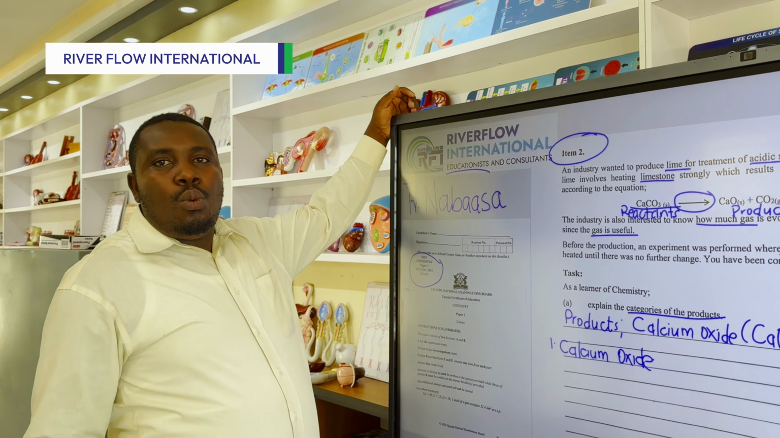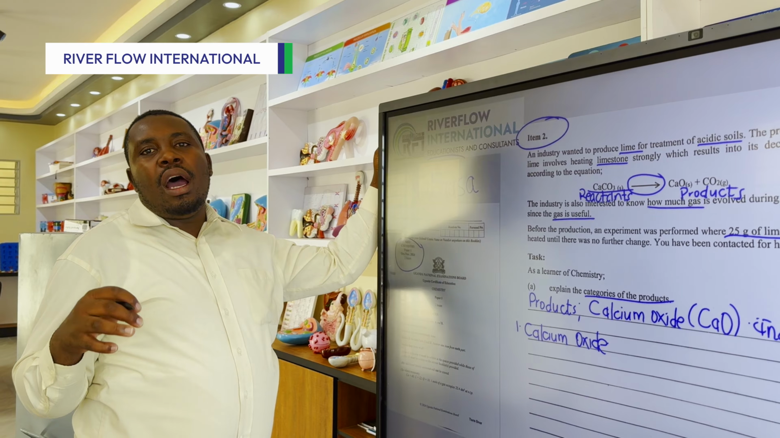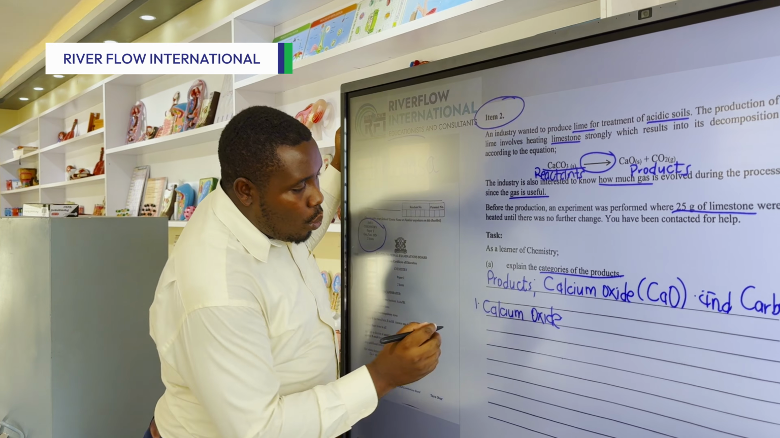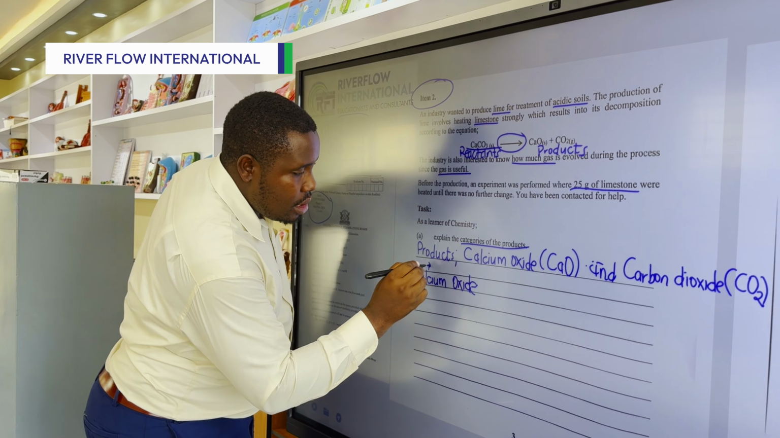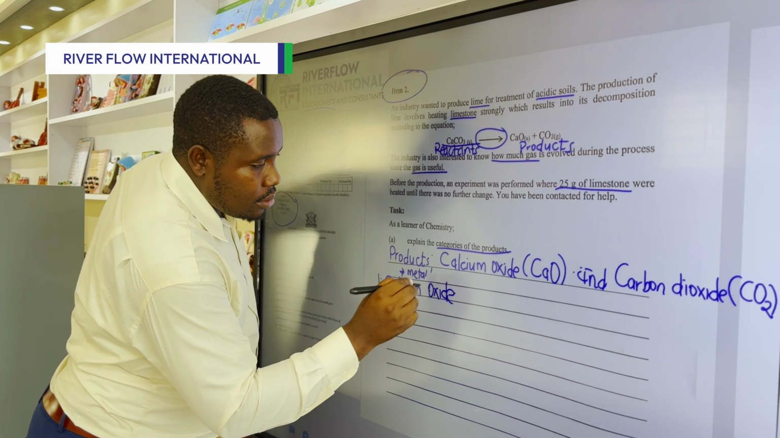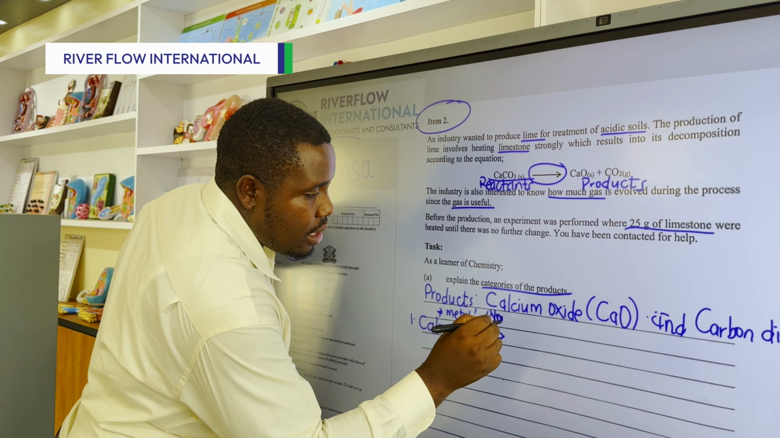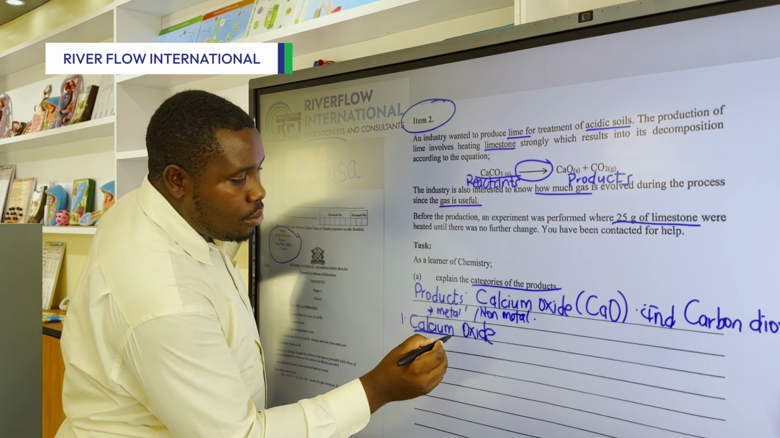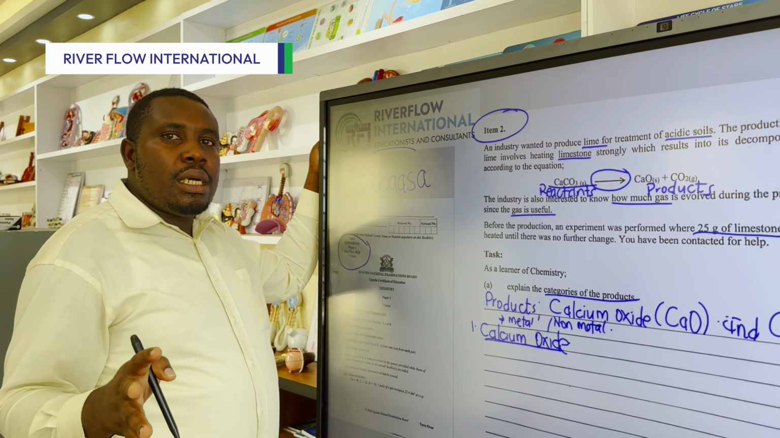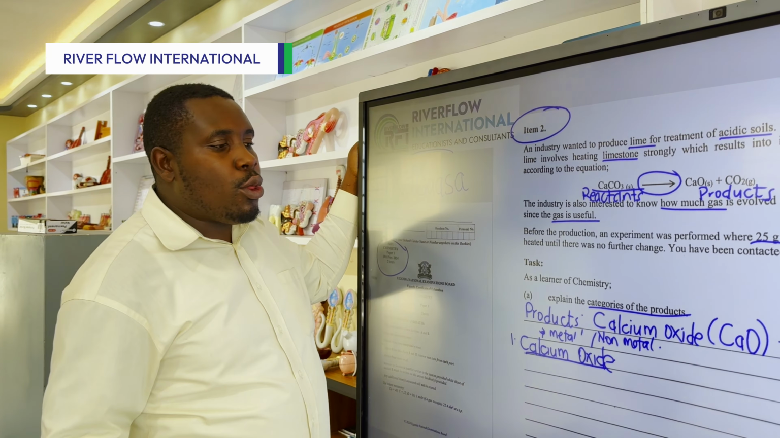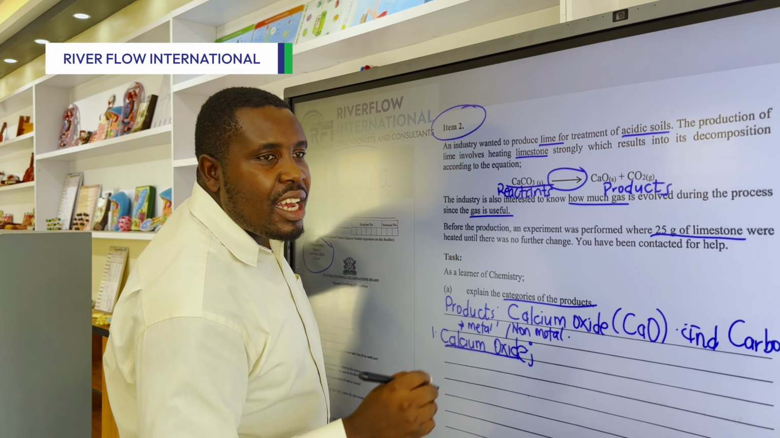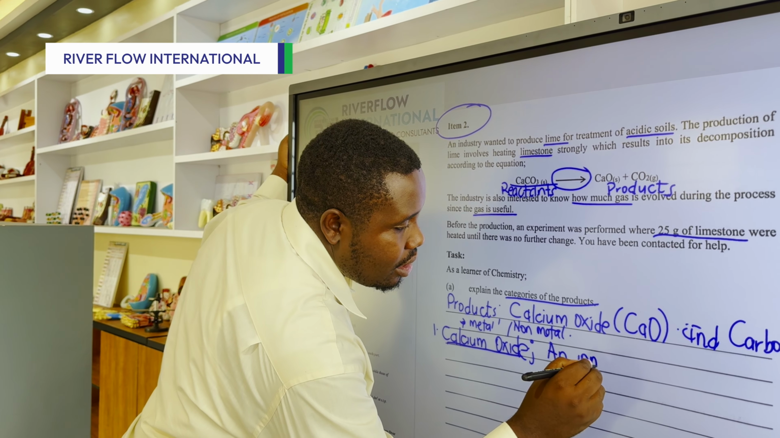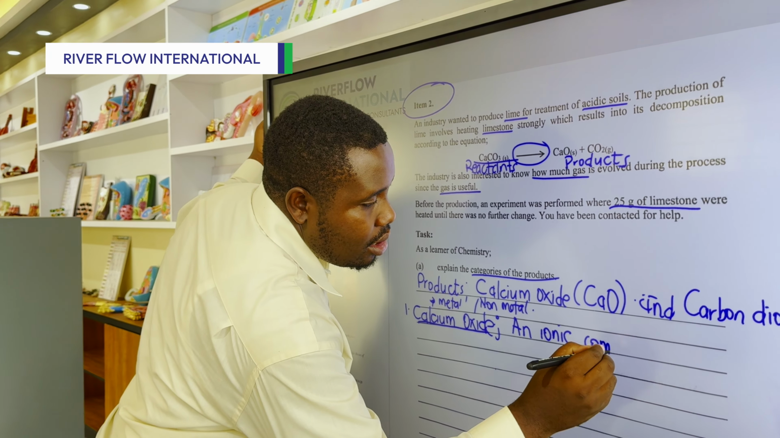Where do we start from? We first go and revisit the work of senior 2, and we look at bonding and types of compounds formed during bonding. Now, you realize that calcium is a metal, but oxygen is a non-metal. What does this tell us? It tells us that this calcium oxide compound was formed between a metal and a non-metal, and therefore category number 1, calcium oxide, becomes an ionic compound.